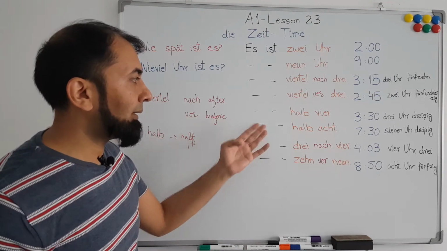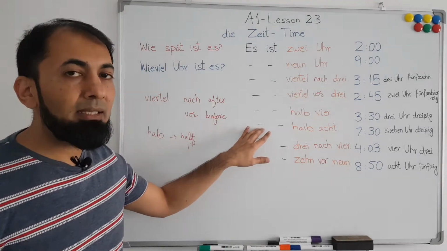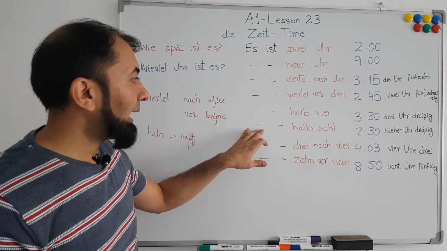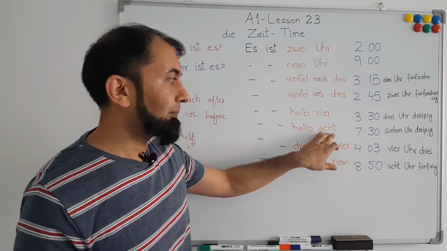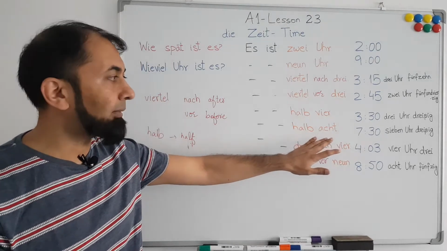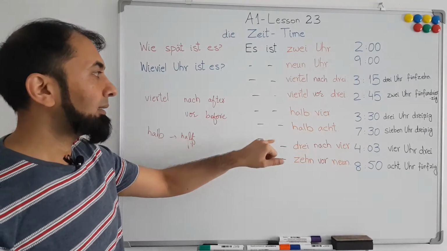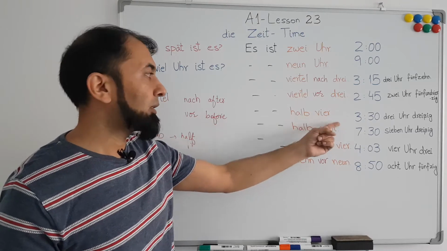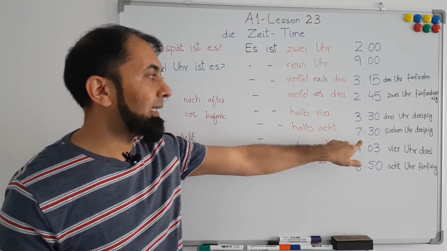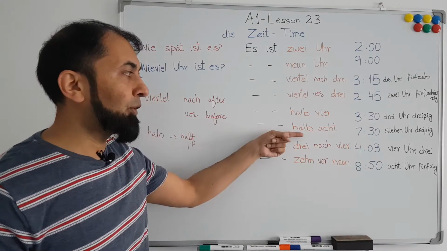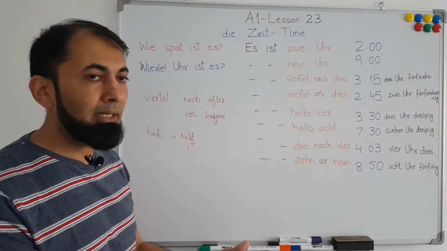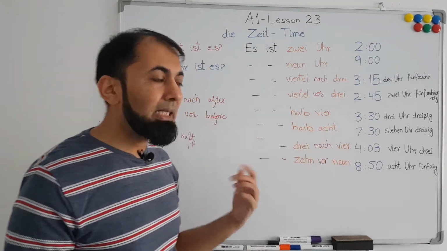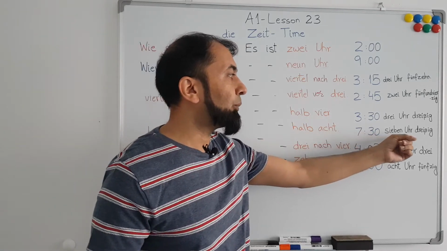Similarly, I have taken another example for 7:30: Es ist sieben Uhr dreißig. So in German language, we have to take the next hour when we use halb. Here we used halb vier for 3:30. The next hour will be 4, so we have taken halb vier. Similarly, here we are talking about 7:30, but if we use halb, then we have to take the next hour. Es ist halb acht. Or we can say: Es ist sieben Uhr dreißig.